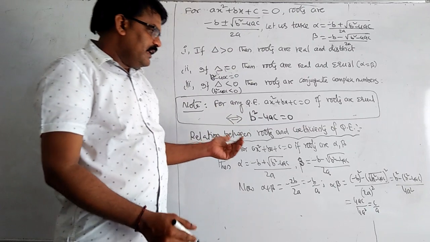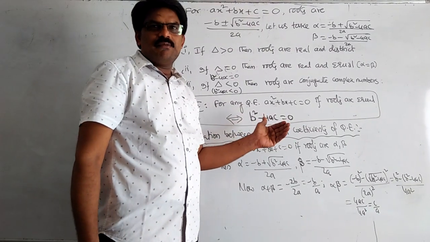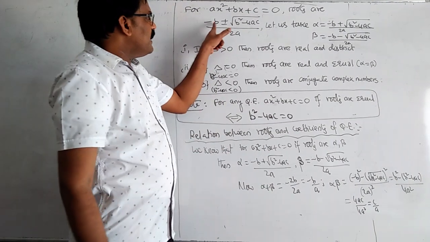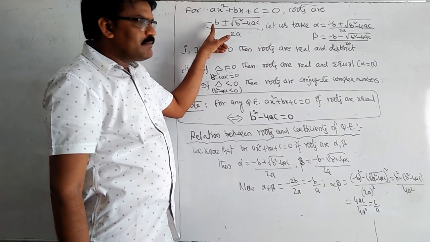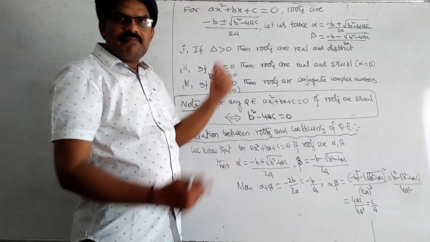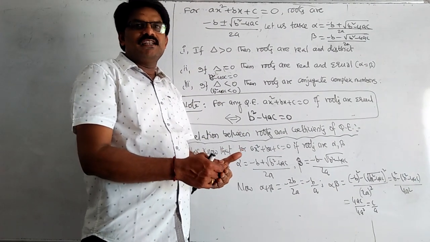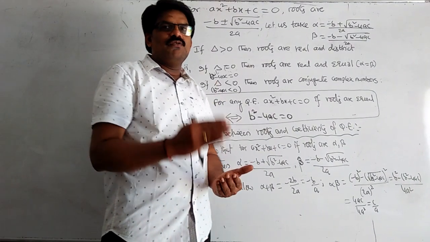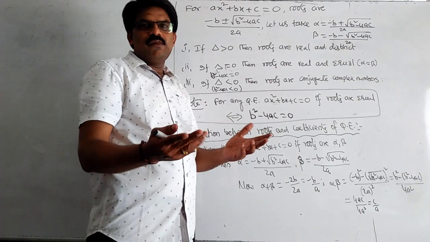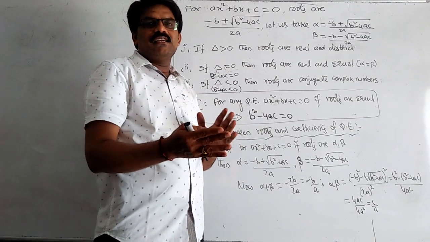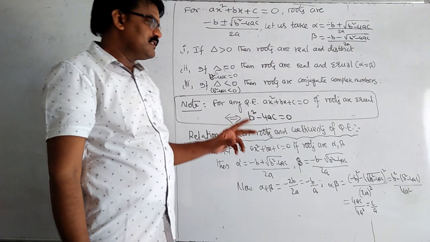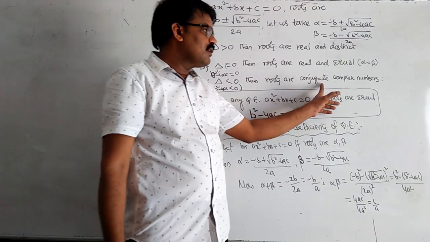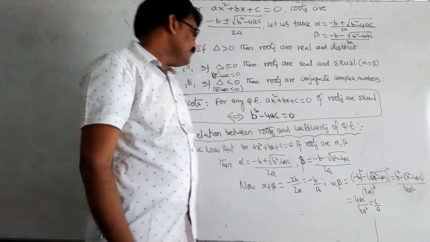Already in the previous class we discussed a complex number in the form a plus ib. So if one is a plus ib, automatically another becomes a minus ib. So a plus ib and a minus ib are said to be conjugate complex numbers. If a plus ib is one root, a minus ib must be the other root. So whenever you get delta less than 0, simply write the roots are conjugate complex numbers.